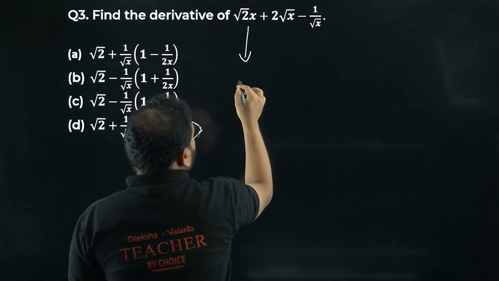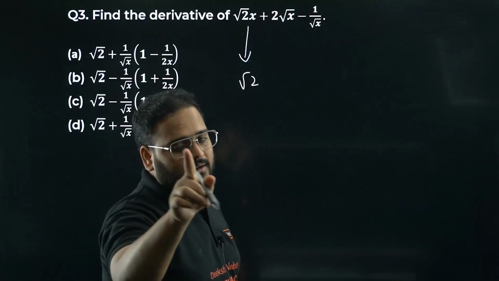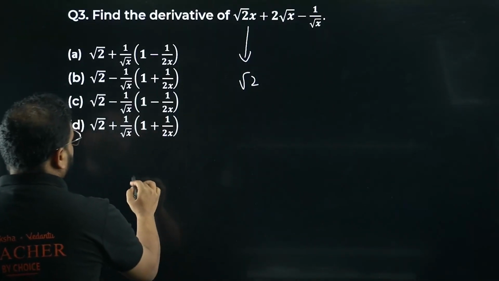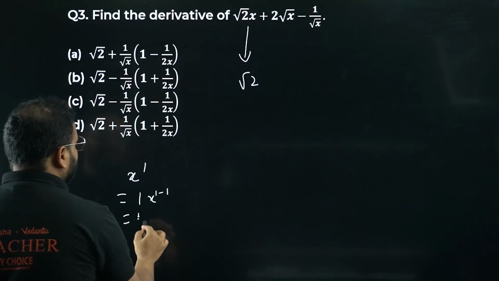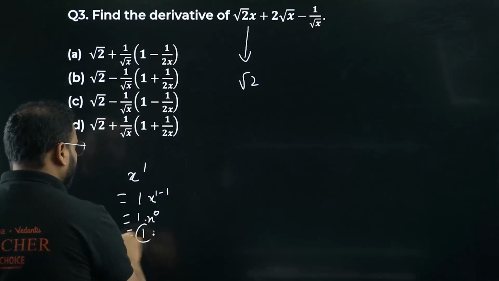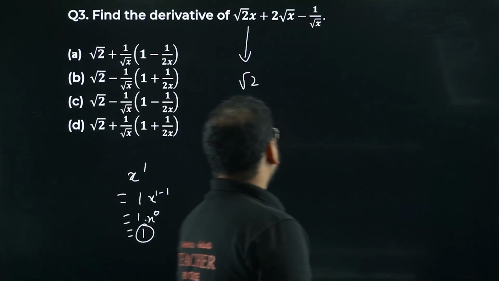Take this over here. I get this as simply root 2, because for x I'll have 1. The derivative of x will be what? 1. How can you find it? From here, sir. x power 1 is there. Take 1 in front, x power 1 minus 1. How much is that? 1 times x power 0, which is 1. That's the formula of derivative. Great, so I have root 2.